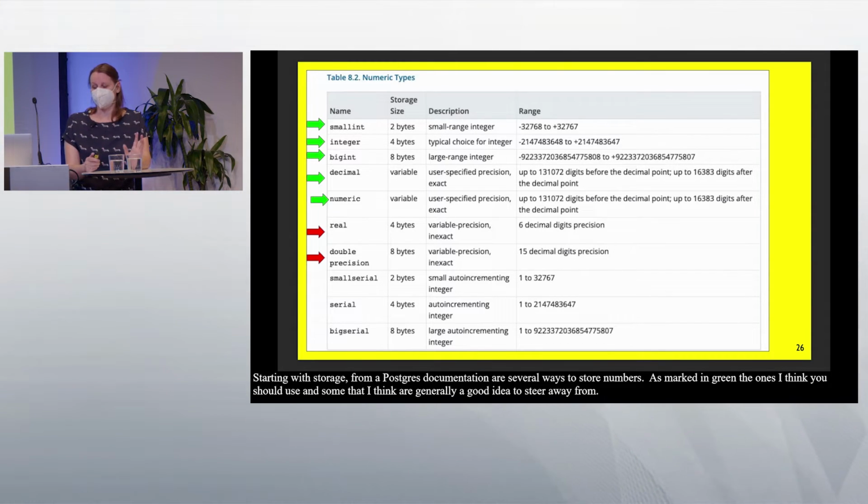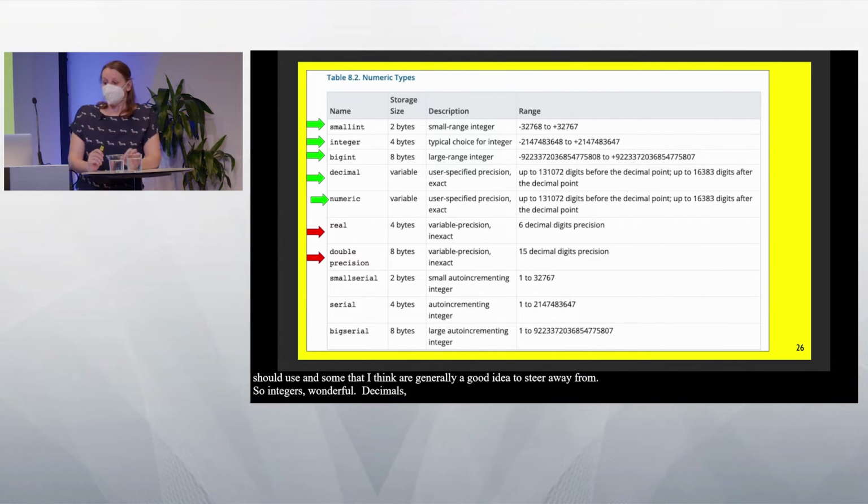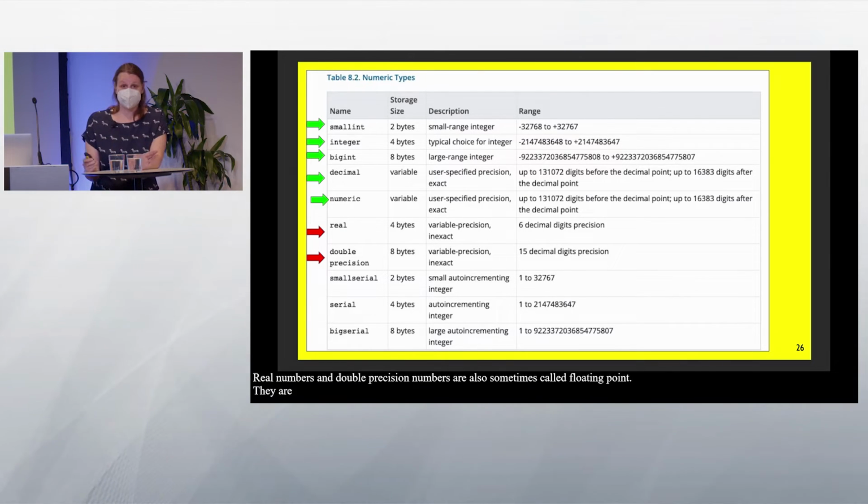This is, as I said, from the Postgres documentation. So integers, wonderful. You can do a lot with integers. Decimals, great. Numerics, awesome. Real numbers and double precision numbers, these are also sometimes called floating point. They are useful. A lot of people really love them, need them for things, but for most people, please do not.